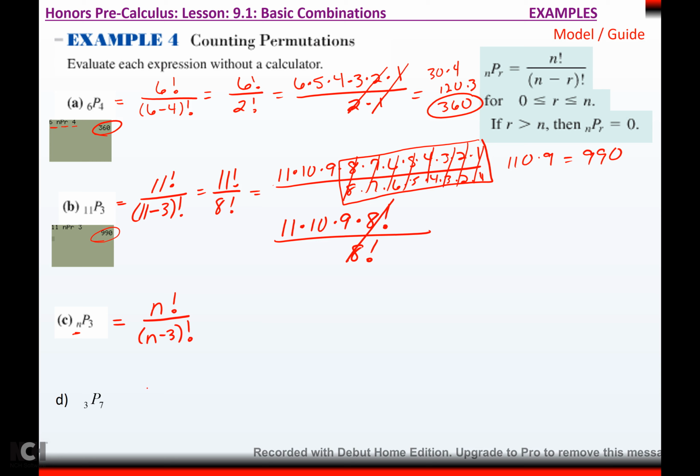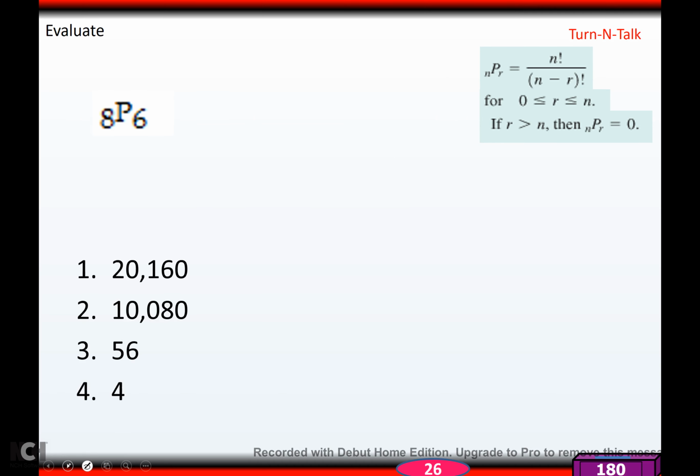Alright, for D, I noticed that, again, this number is supposed to be the biggest and this number is supposed to be the smallest. And it's not. When that happens, I guarantee you, it can happen. If you only have 3 objects, you can't take 7 from it. So you can't do it, so it's 0. And if you type it in, you get the same thing. So you do this one, hit pause, come back when you're ready.